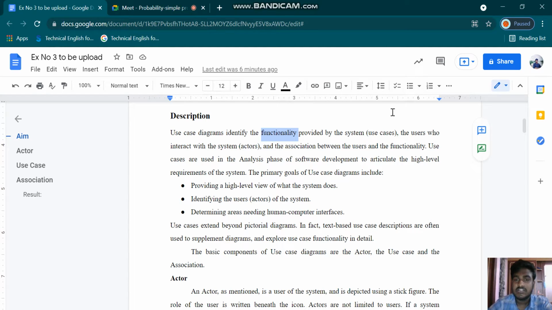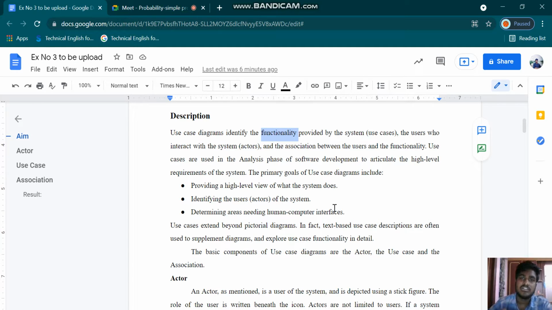Okay. First we can see what is use case, then the actors, then the association. Before that, we can see the primary goals of use case diagram: providing a high level view of what the system does, identifying the users of the system, determining areas needing human computer computing service. So these are the goals of the use case diagram. It's mainly used in software engineering.